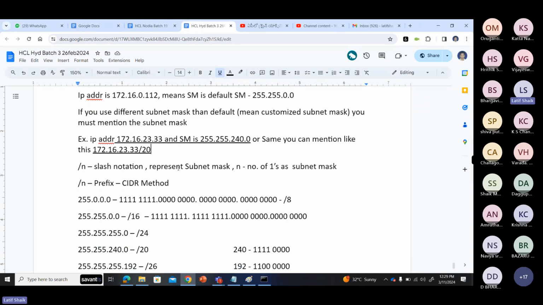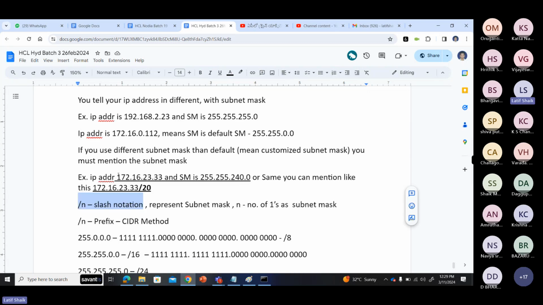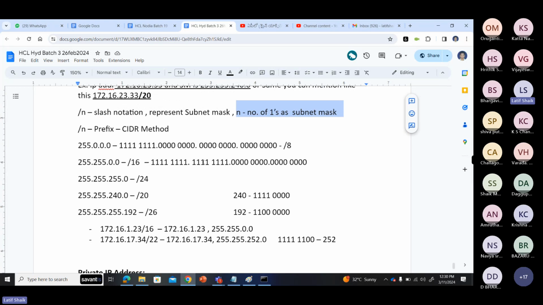Okay. What is this part? This is called slash notation. Normally you know how to represent it, but this is called slash notation. It represents the subnet mask. It is the number of ones in the subnet mask.